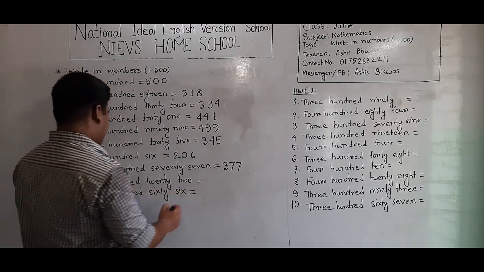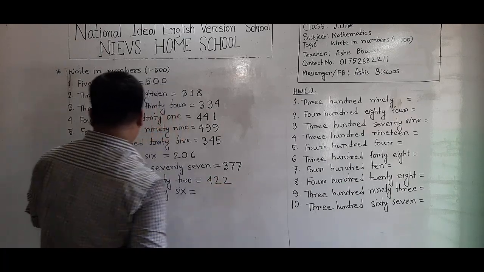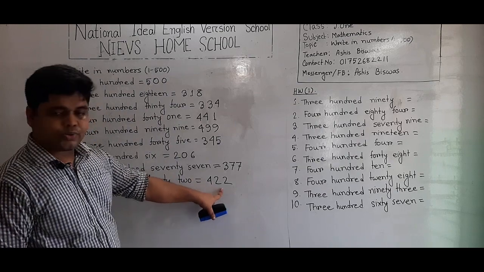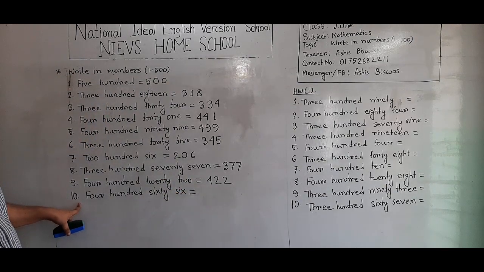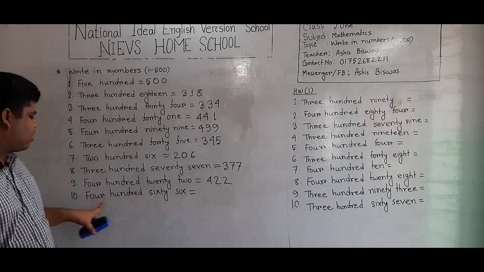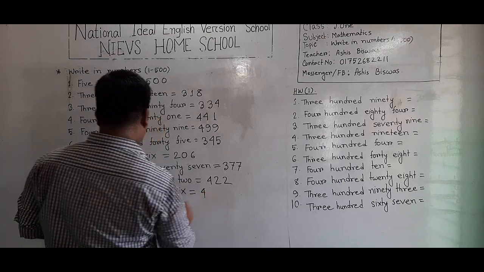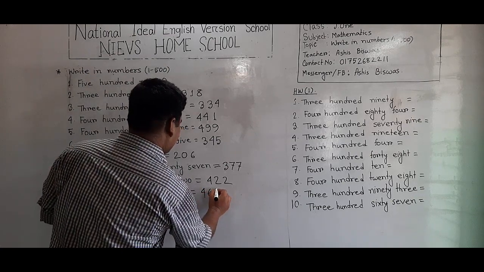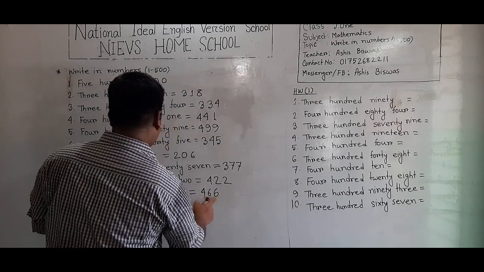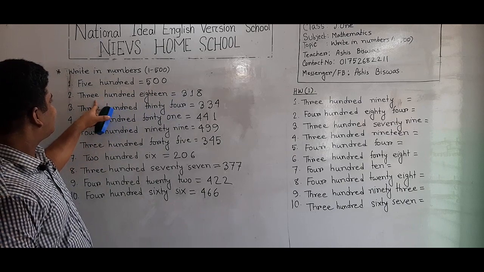Number 9, 422. 400 means write 4 first and then 22. So this is read as 422. And our number 10, that means last number, is 466. 400 means write 4 first, then 66, and read as 466.